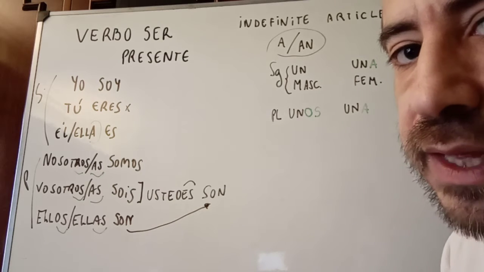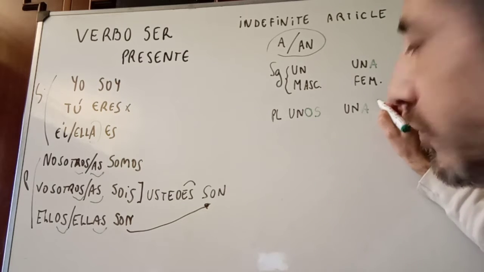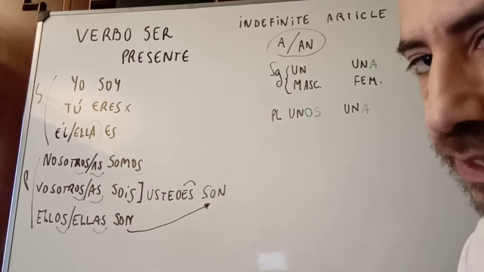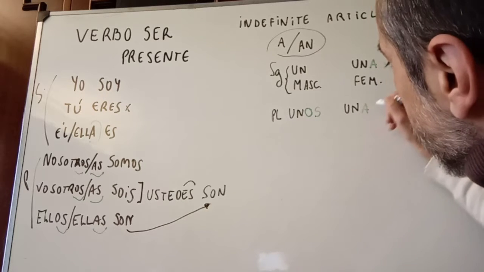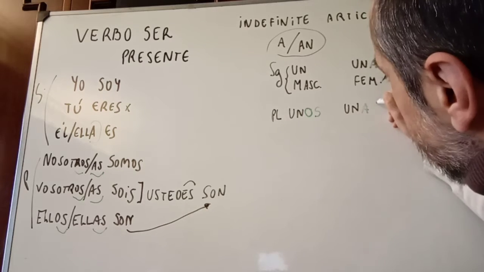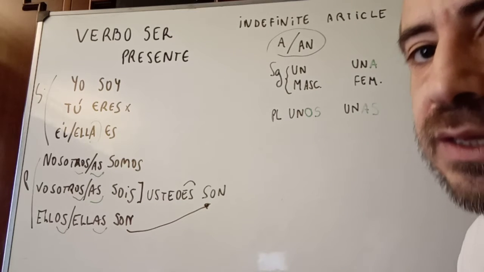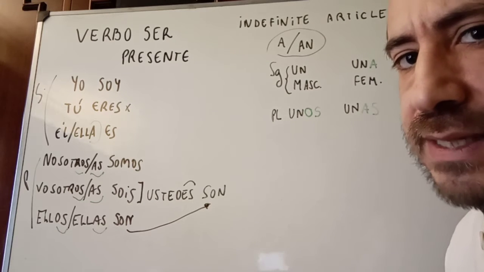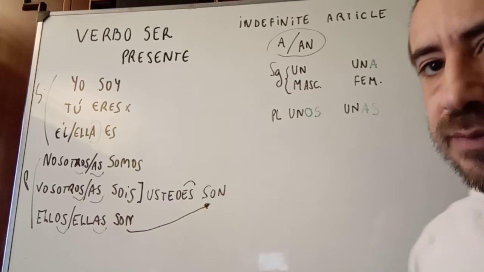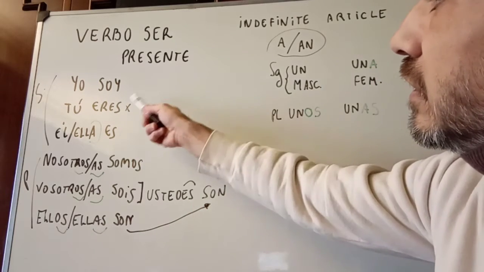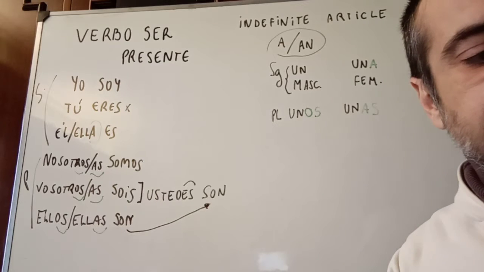And what do you think we do here if we are talking about more than one feminine noun? Congratulations if you said unas, because it's the plural. So now let's see some examples combined with the conjugation of the verb to be in the present.